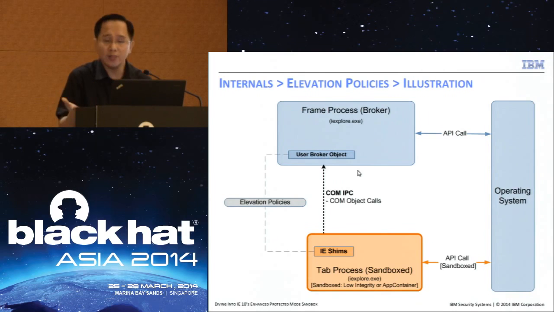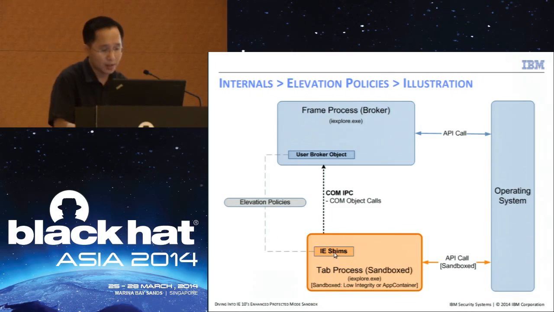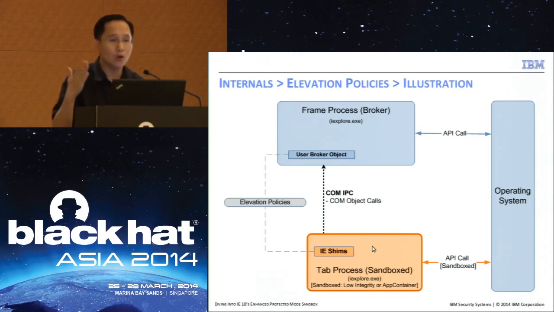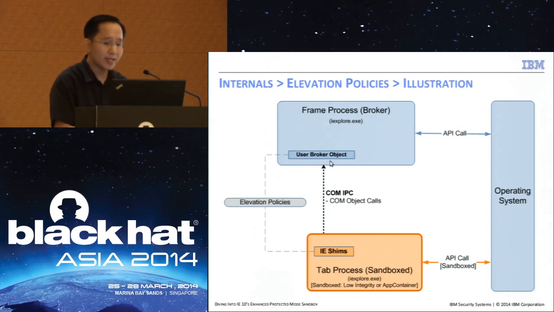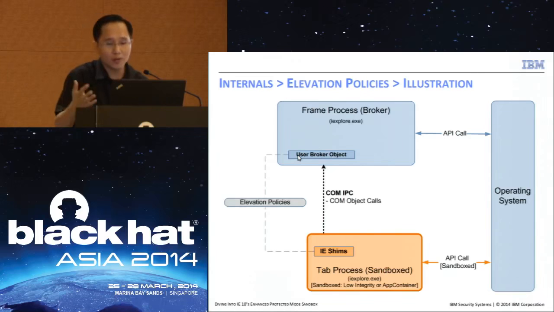Now suppose CMD is being executed. What will happen is that IE shims will consult the elevation policies and will find out that CMD.exe should be prevented from launching. So the API call will be ignored. You might think that we can just directly forward our API call to the broker. But what happens is that the broker rejects the API call, because the broker will find out that CMD.exe shouldn't be executed. And so the broker will just ignore our call.